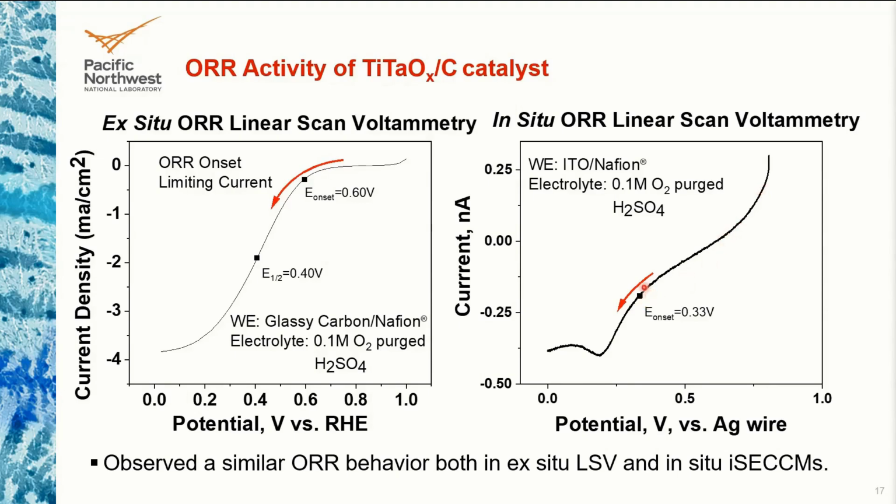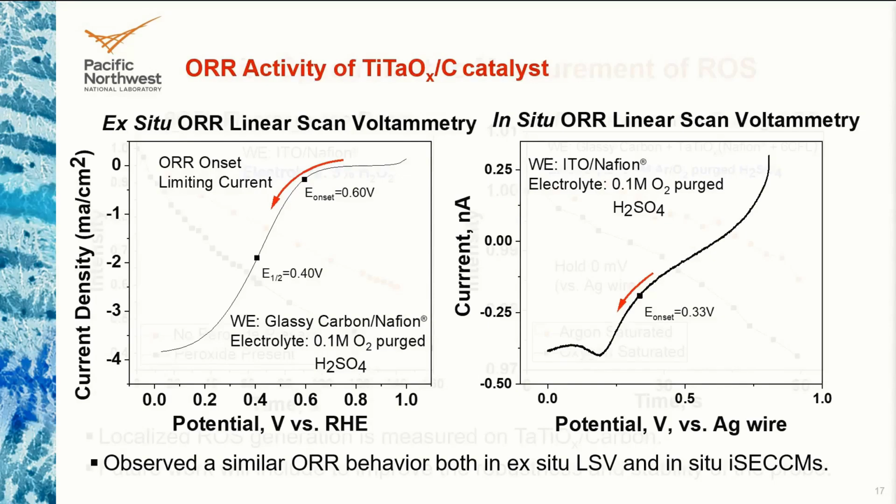we are able to clearly get a similar trend in the overall activity. But obviously there was a shift in the potential and also a reduced current, because the reference electrode we are using is just a wire, as opposed to a very good reference electrode or RHE electrode used in the bulk experiment. But the key aspect is that the overall trend is the same. That means the overall reaction occurs on the particle when we land on the tip.